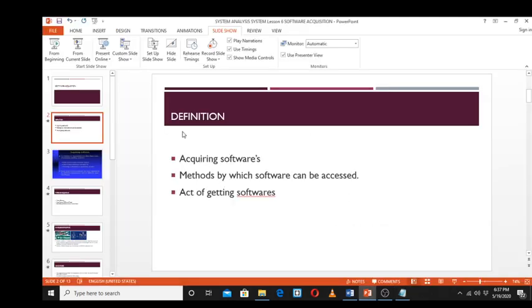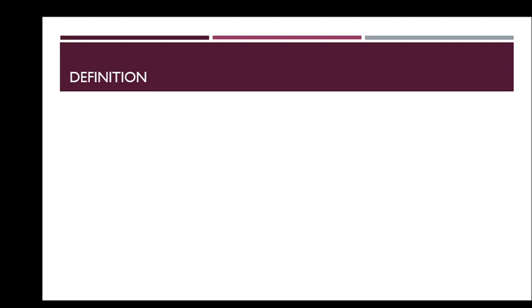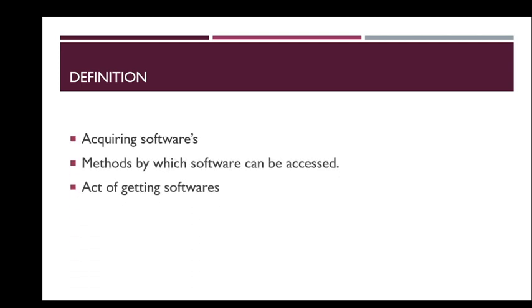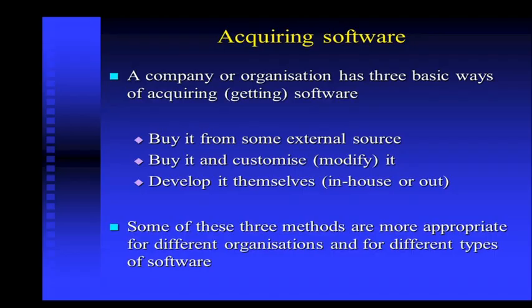Now, having that said, and hoping that you understand exactly what we are talking about, let's get into depth. It says that when acquiring software, a company or organization has 3 basic ways of acquiring, which is the same as getting software. Number 1, buy it from some external source. Number 2, buy it and customize it by modifying it. Number 3, develop it themselves, which is the same as in-house development.